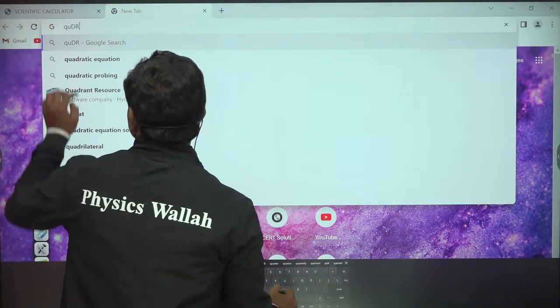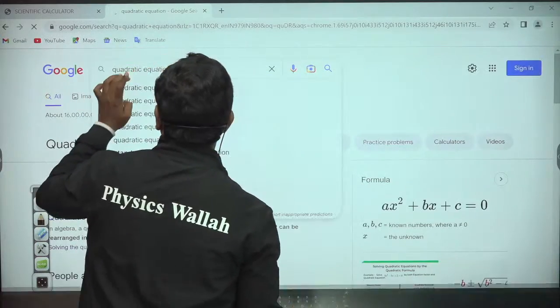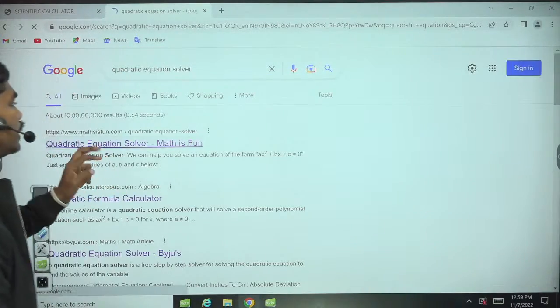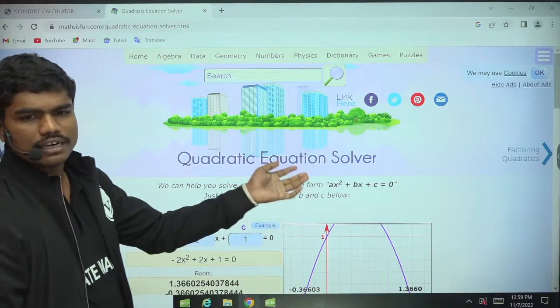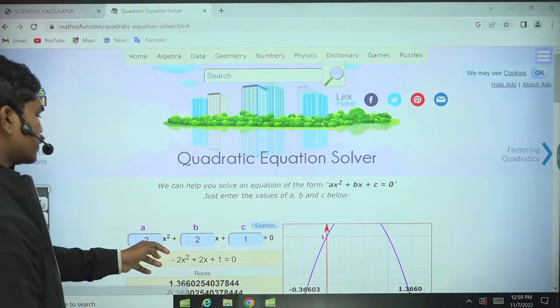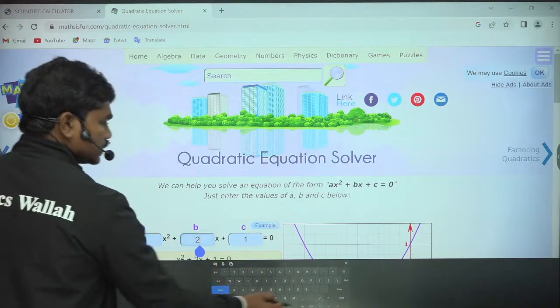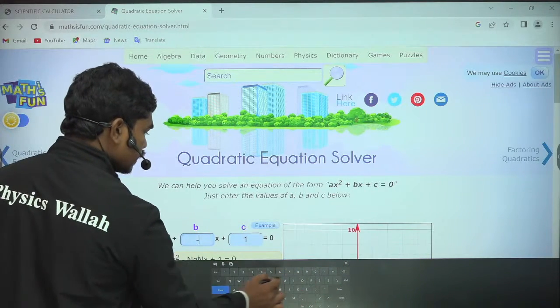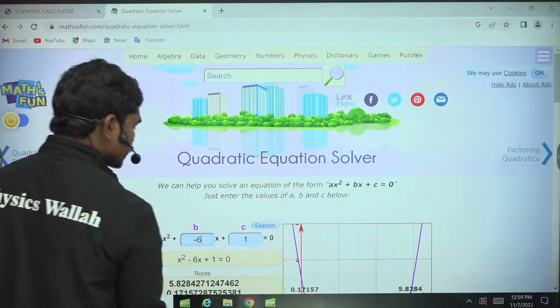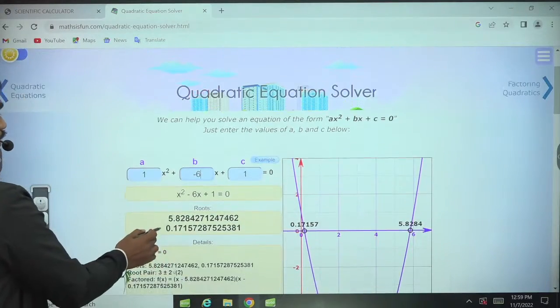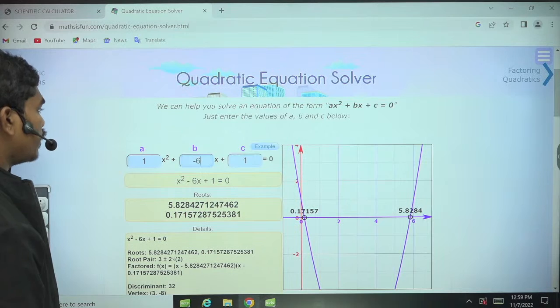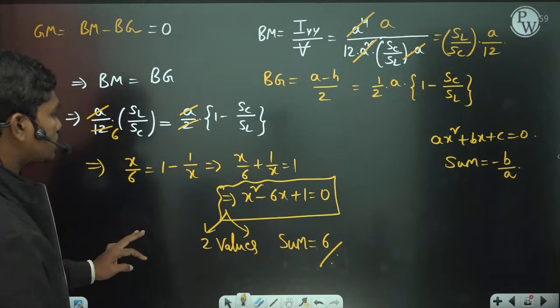Okay, so I'm using the quadratic equation solver directly, because you can generally calculate roots of a quadratic equation very simply. But let us suppose I am solving this. The first coefficient is 1, the second coefficient is minus 6, and the third coefficient is 1. So x square minus 6x plus 1. If you see, the roots are 0.171 and 5 point, correct? What we have got is correct.